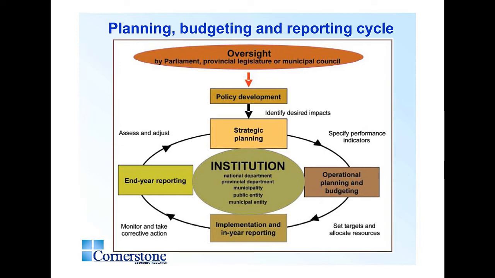Then we have your implementation. You all get busy spending the money, delivering the goods and services, not delivering the textbooks as the case may be, and you have in-year reporting to check that the process is actually unfolding so that we can take corrective action if the textbooks are not being delivered. And then you have your end-year reporting. Now that is all very neat, and we wish that life worked in single-year cycles. The only problem is that all 4 of those processes are happening simultaneously all the time.